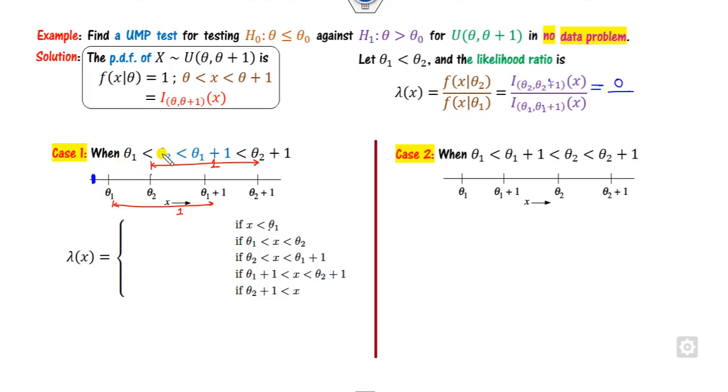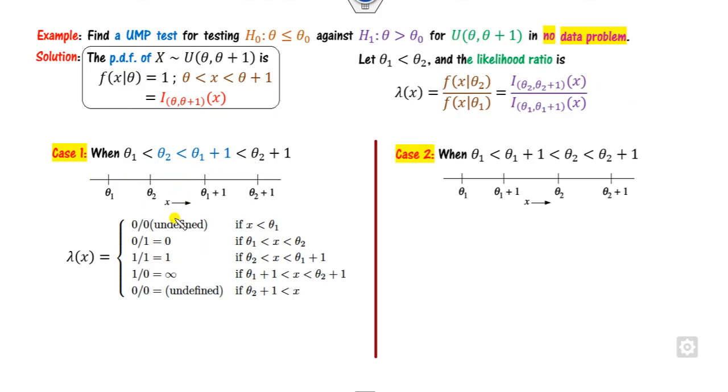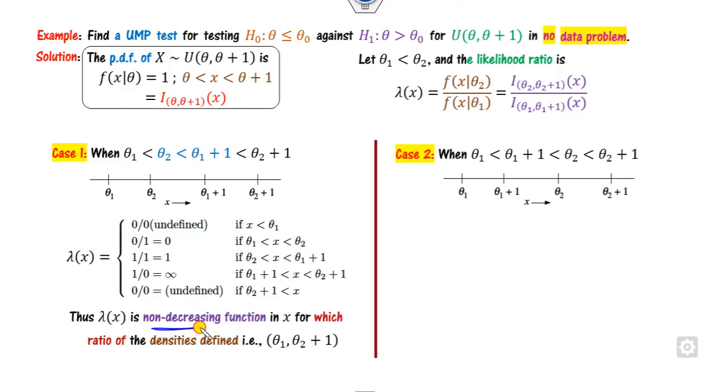What is the value of this? Again it lies outside, that is 0. So it's 0 by 0. Whenever x lies in between them, the numerator value will be 0 and the denominator value will be 1, because it's uniform over this domain. Whenever x lies between here, the numerator value is 1 and the denominator value is also 1, and so on. So we can see the values here. Now you can check whether it's increasing or decreasing. These are the undefined values, and these are the defined ones. It clearly says that it's increasing, 0 to 1 to infinity. So we can say it's non-decreasing on the interval defined from this to this.